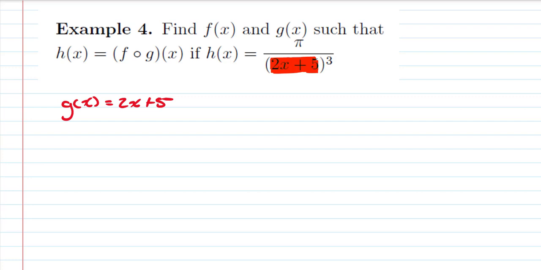So that's our step 1. And then step 2, to recover f of x is this function, but we replace all of our g of x's with x. So we would have pi divided by, and the stuff that's highlighted in red would just become x cubed. So that would be the decomposition of those two functions. And we can check, because if I replace this x with 2x plus 5, I would indeed get the function h.